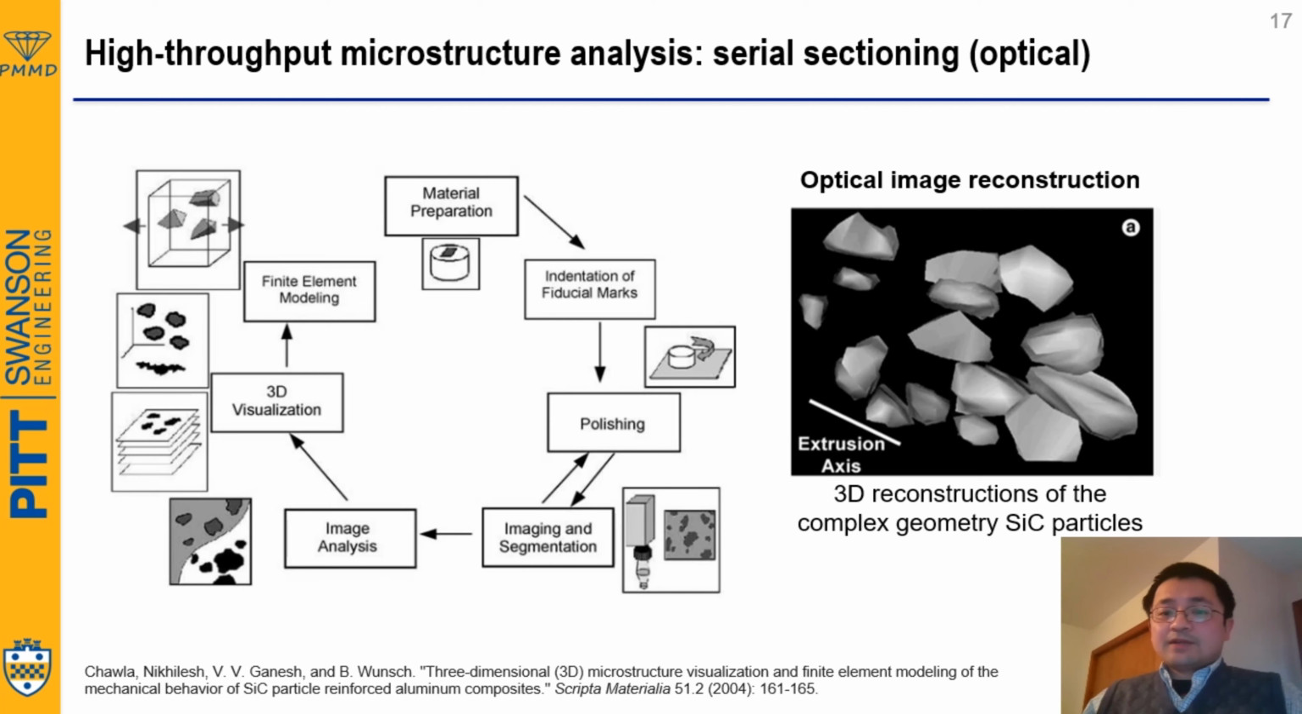So this is a study people already did with optical serial sectioning. You have one sample prepared with optical, and once you polish one layer, you check the microstructure. After you finish that, you grind and polish another layer, and then you check a layer further with the depth going on. And then finally you get all the images stacking together at different layers, different heights, and then you can reconstruct. So this is an example of the 3D reconstruction of the silicon carbide in the material.